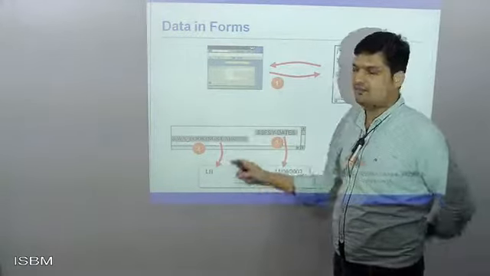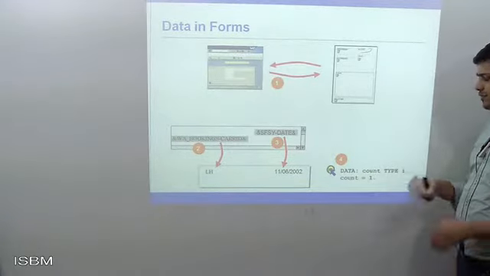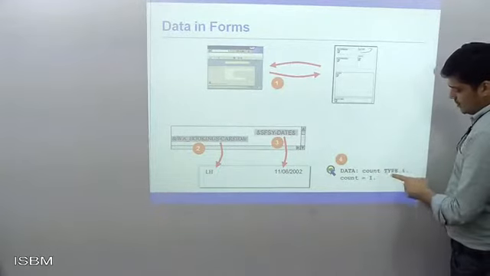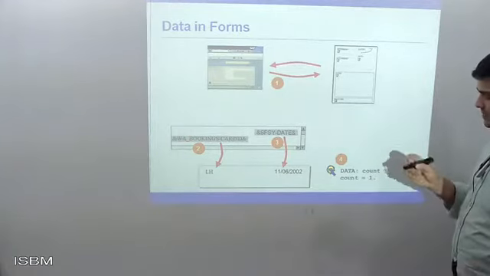Then this is the first thing. This is the second printing. And this is the fourth, data count type I, count equal to 1. If you want to print the number of times, this is a counter, they use count type I and count equal to 1, starting with 1, then again 1 plus 1, 1 plus 1, 1 plus 1, like that.